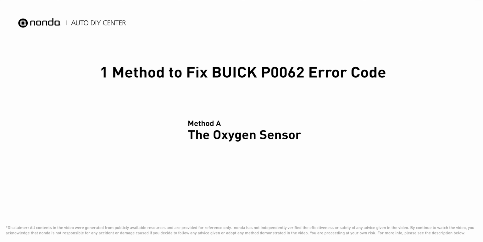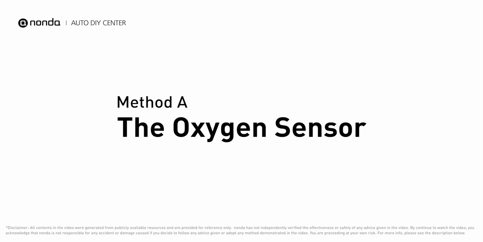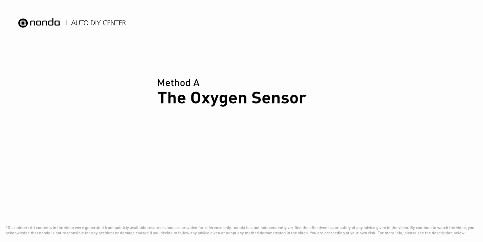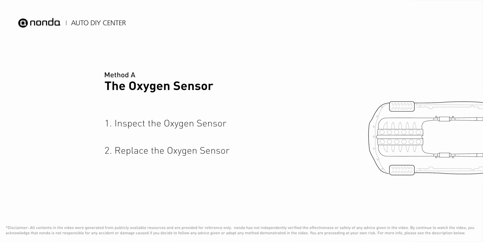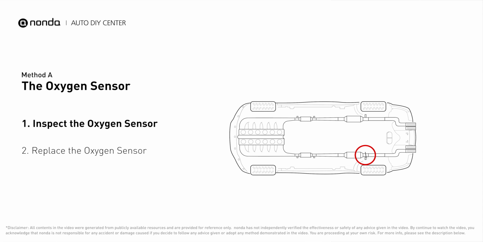Here are one of the most practical solutions to fix Buick's P0062 error code. Method A, the oxygen sensor. This oxygen sensor is located right after the catalytic converter. Bank 2 is on the side with the cylinder number 2. Sensor number 3 is downstream of the last catalyst in the exhaust system.